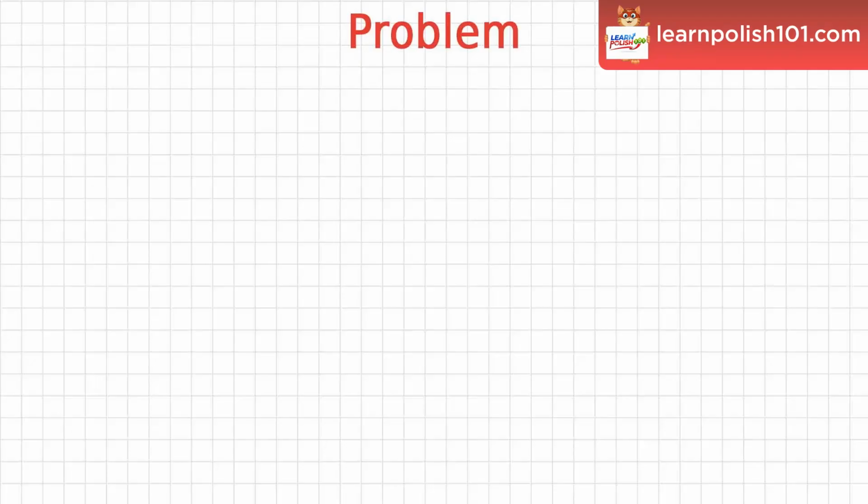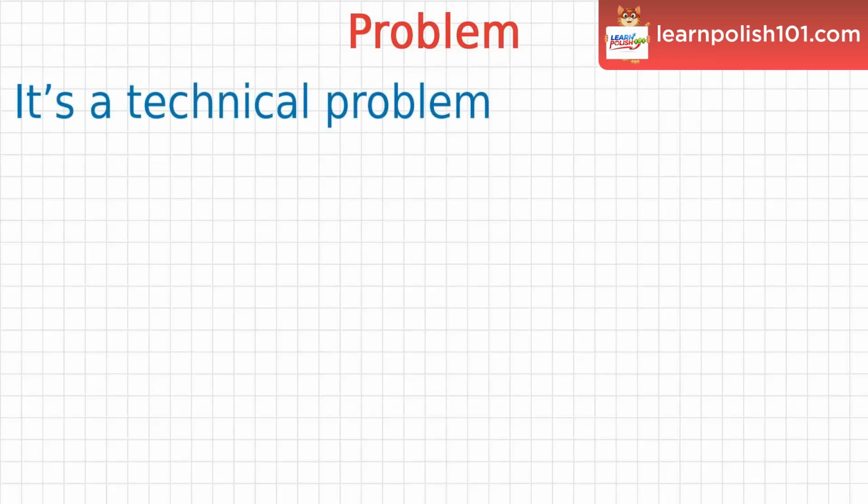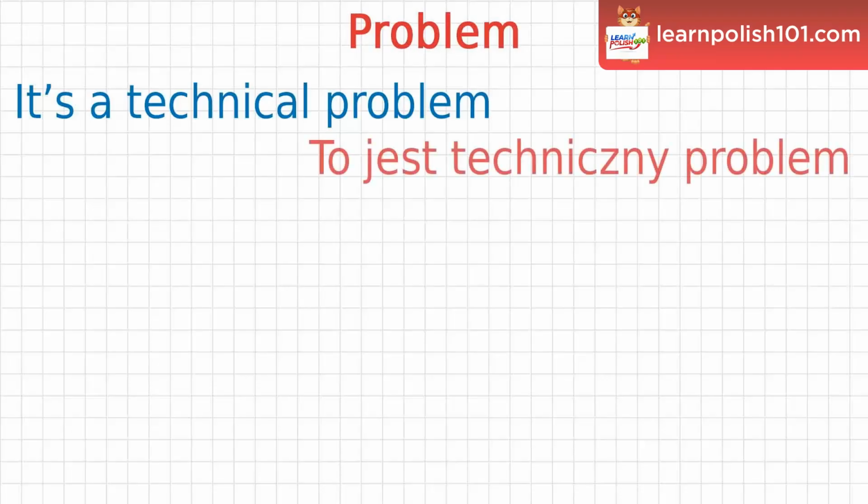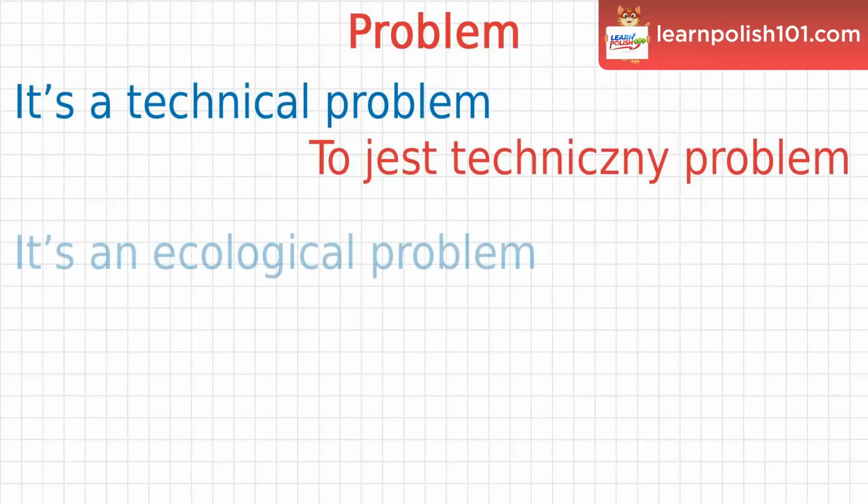Okay, let's put that straight into some sentences. It's a technical problem. To jest techniczny problem. It's an ecological problem.